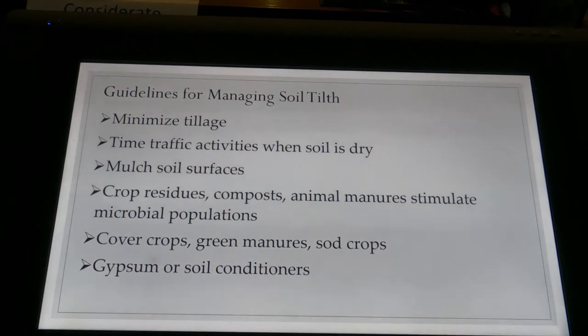Crop residues and compost are going to be for our microbial populations. We want to make sure that we have cover crops, some green manures, and then you can add gypsum to alleviate some nutrient problems that you might have. Probably not going to be a test question. What's gypsum? Gypsum is calcium sulfate. Well, it's like lime. Yeah, kind of, but it's not calcium carbonate. We use it on golf courses because we can't really change too much of the pH, but it will bind with certain things.